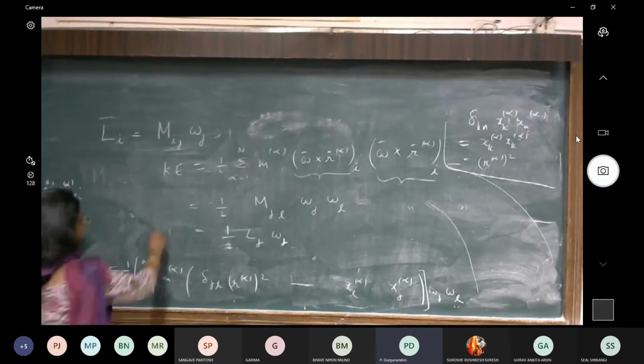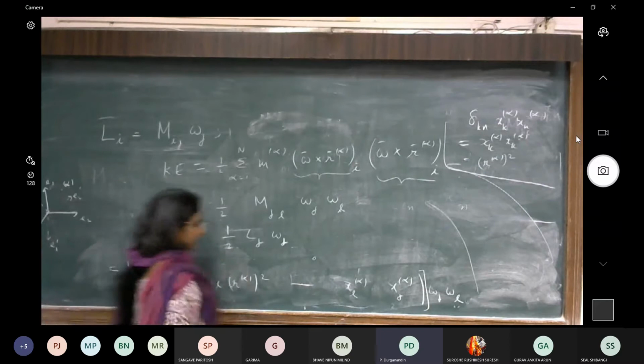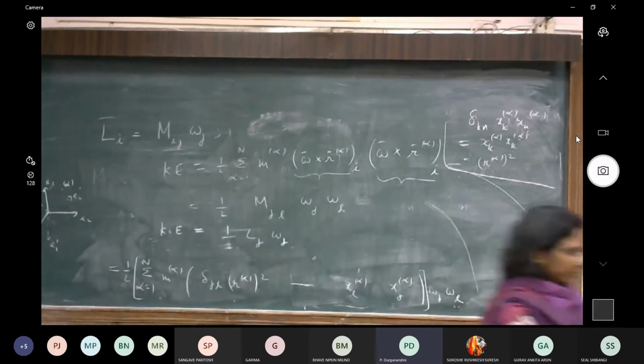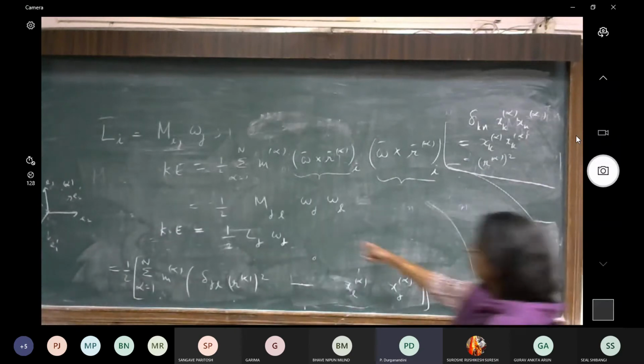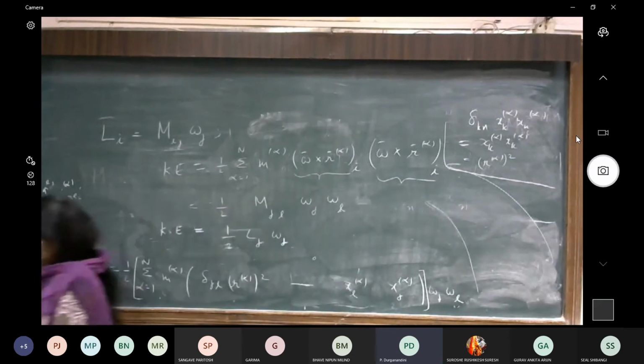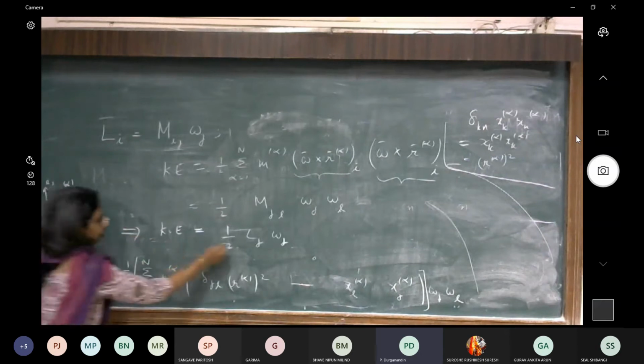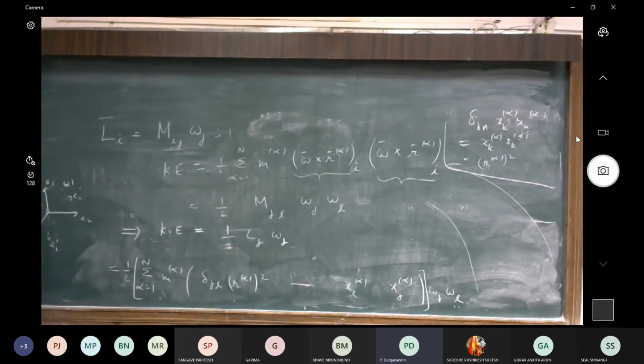So your kinetic energy is nothing but, and that is precisely something which you calculate, half I times omega square, or half L omega. Because the next expression I have written in terms of the angular momentum. So here, for example, if you're in the diagonal basis, then this is simply going to give you half I omega square.